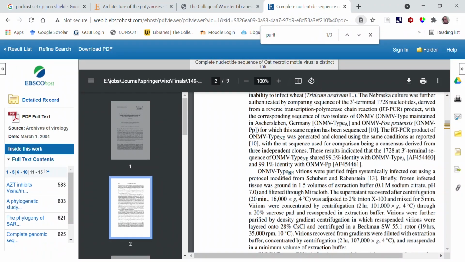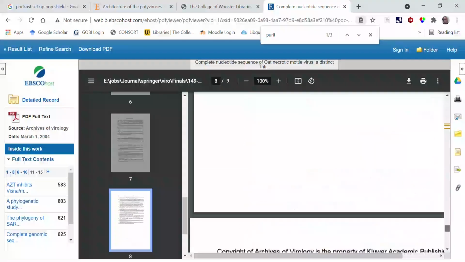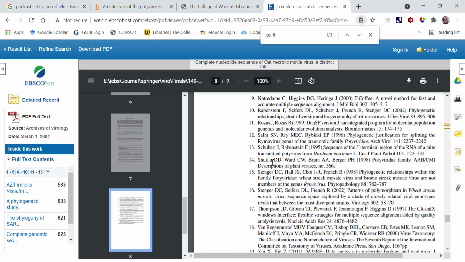The method is unfortunately brief. This is briefly what they did, but we still don't actually know the full measure of what they did. So I'm going to have to go to Schubert and Rabenstein. I do remember that I used 2% Triton in this, so I know that that's part of it. But the exact centrifugations, the sucrose pad, the density gradients, these are all things that may have changed. So I'm going to go down to the record down here, and here's our friend Schubert and Rabenstein. So let's check that out.